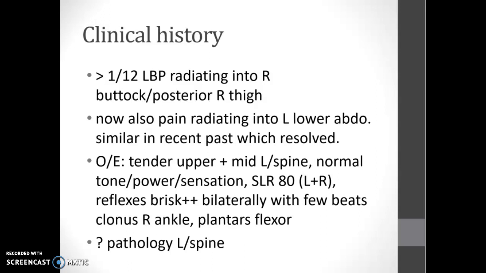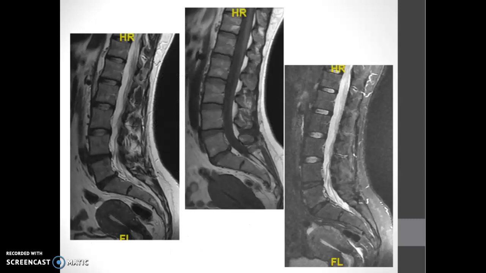So we're querying the pathology of the lumbar spine here. What pathologies are you querying at this point? So for patient B, have a think about what pathologies you are querying within the lumbar spine. So this would then be the MRI scan for your patient.